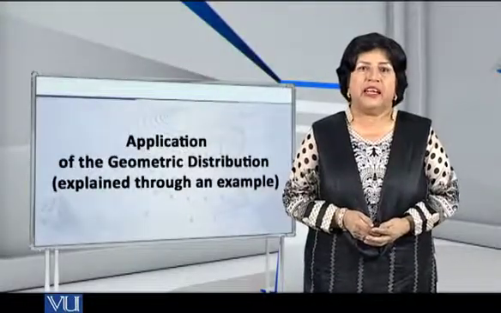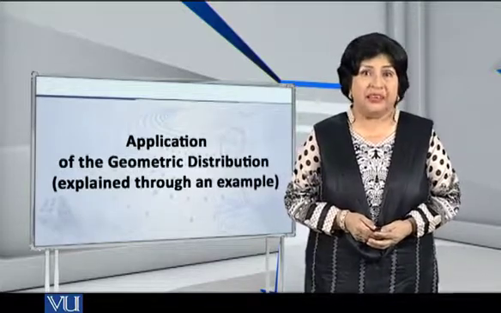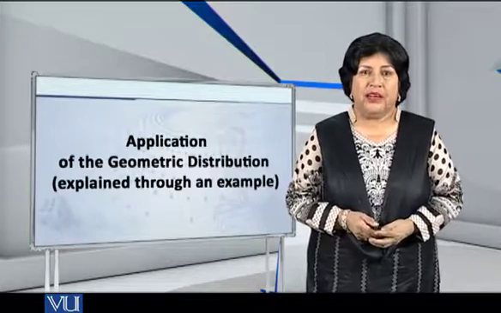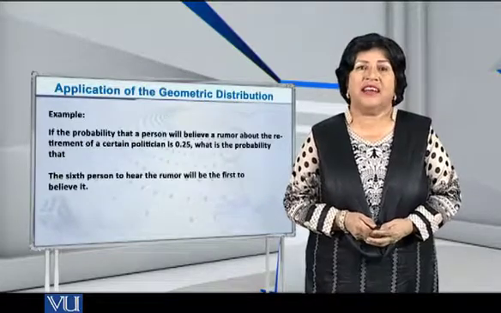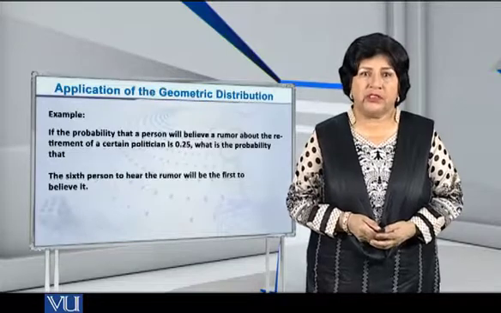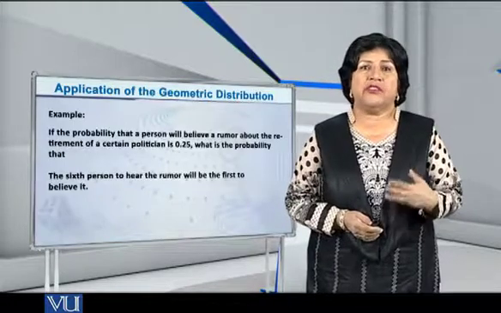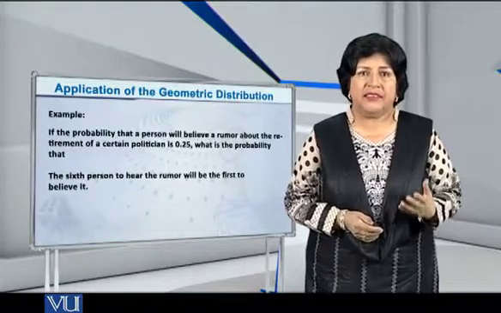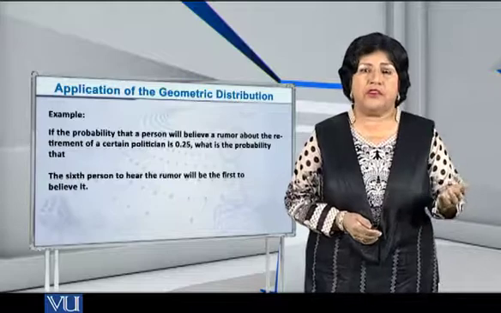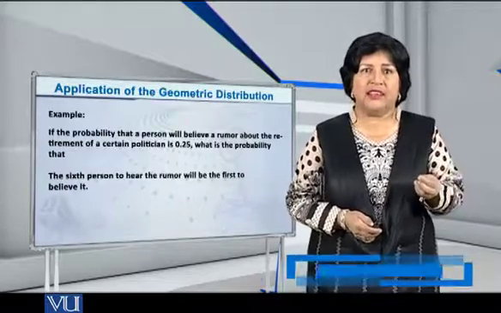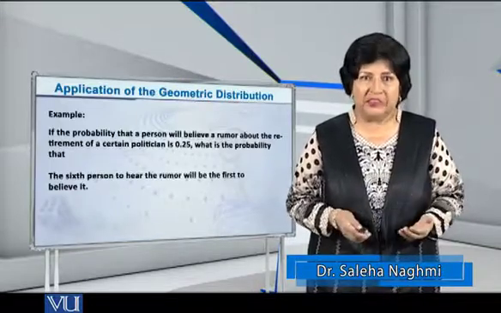Dear students, let me present to you a real-life example where we can apply the geometric distribution. It is an interesting example. Suppose that it is known that the probability that a person will believe a certain rumor is 0.25. Then, what is the probability that in a sequence of persons, the sixth one to hear the rumor will be the first one to believe it?